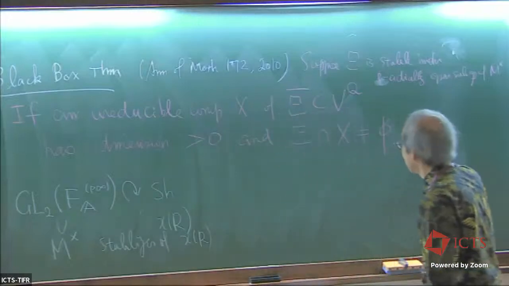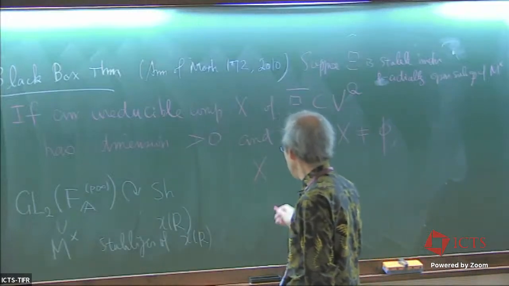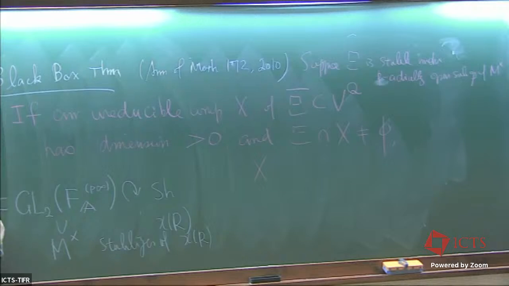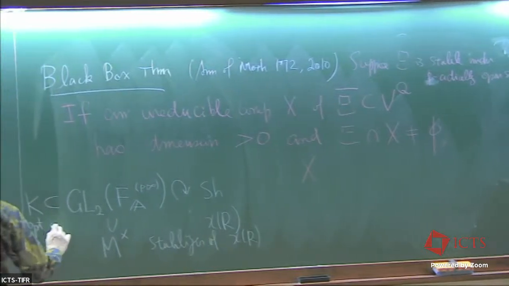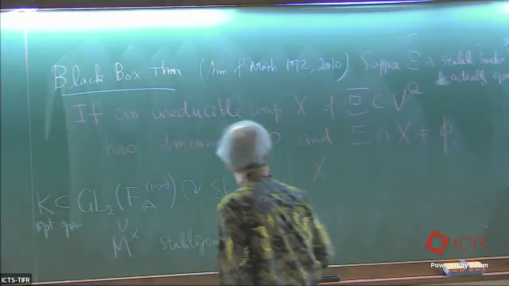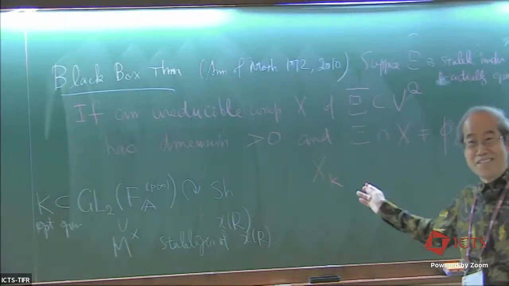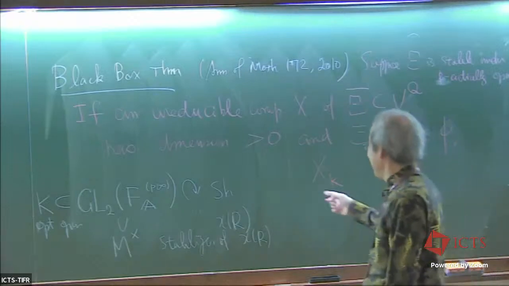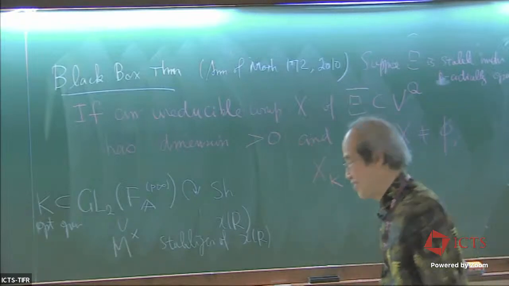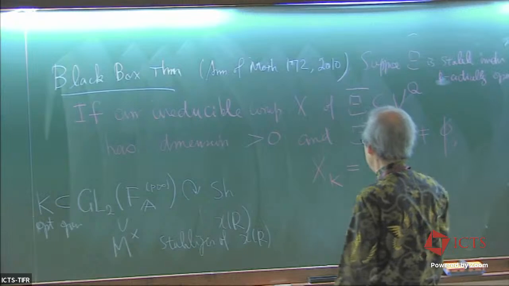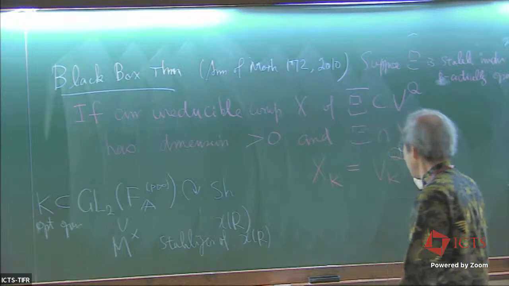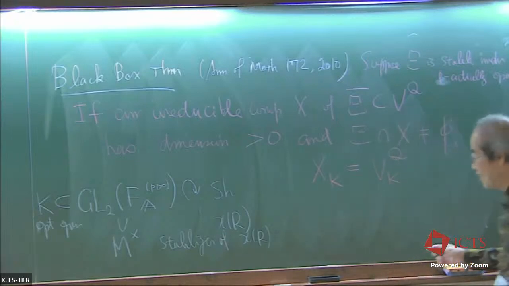Then X, you pick some open subgroup K, compact open, and I make a quotient by K. So this is a Noetherian thing. It's a Zariski closure of projection of Ξ into X_K, V_K to the Q. Okay? It's equal to... Zariski dense, whatever K. K is arbitrary.